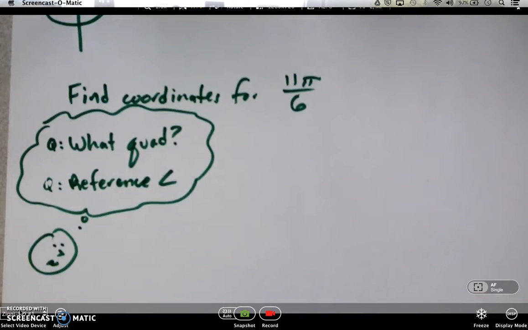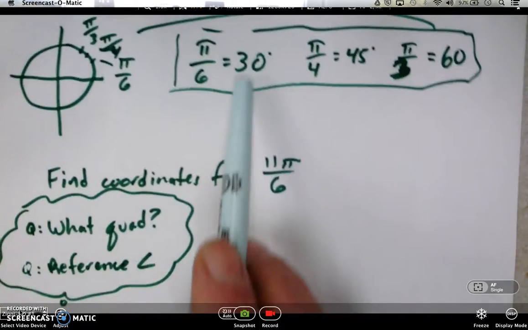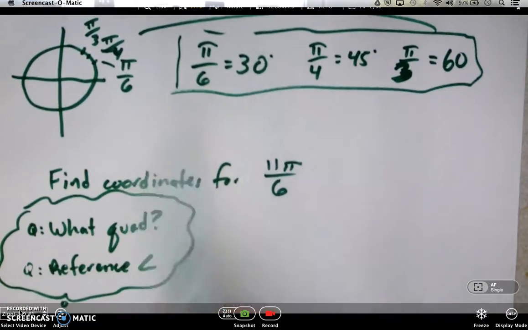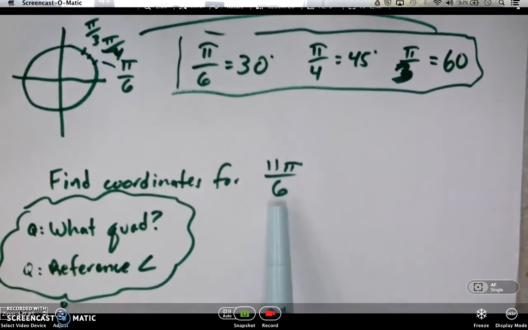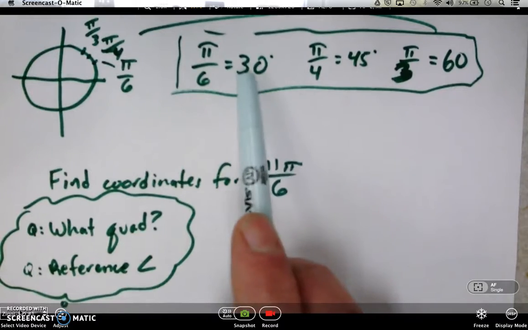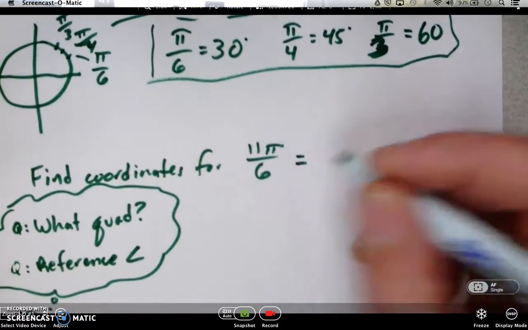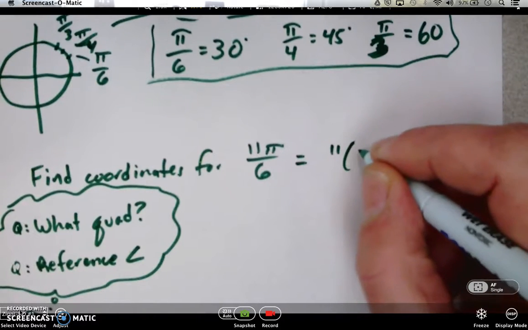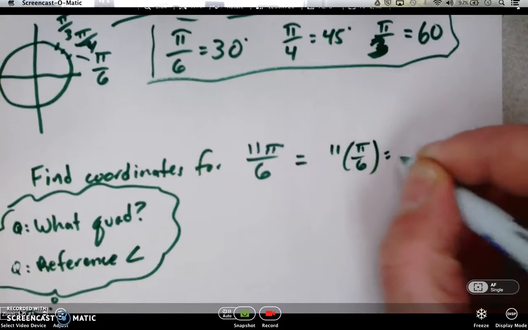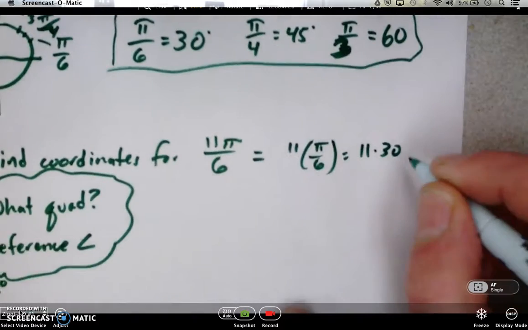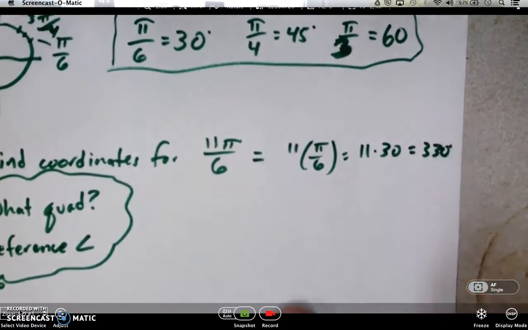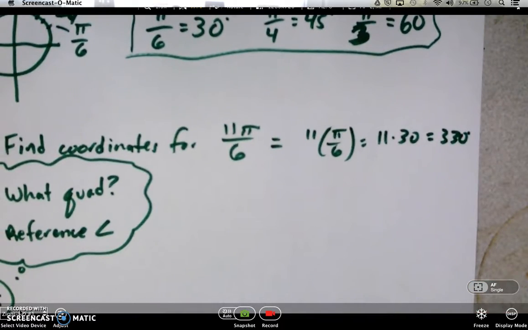So for 11 pi over 6, you've got to figure out what quadrant it's in. There are two ways to do this. One is 11 pi over 6 is a multiple of 30 because it's something over 6. So it's like 11 30s, going 30 11 times. It's like 11 times pi over 6, or 11 times 30, which is 330. That'll help us find out what quadrant it is in.